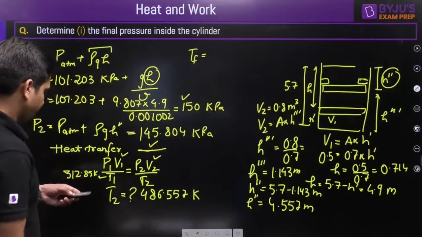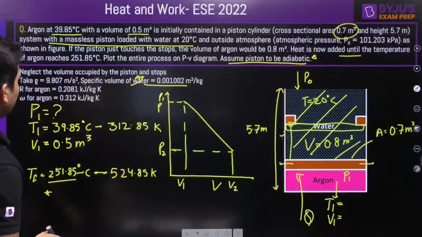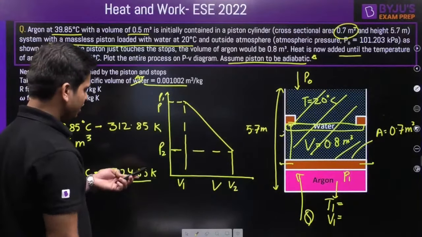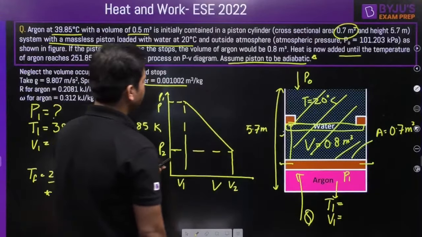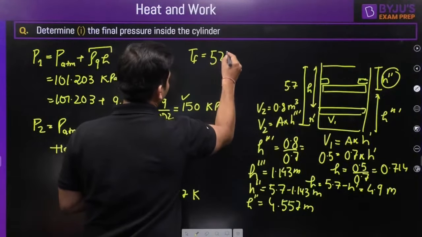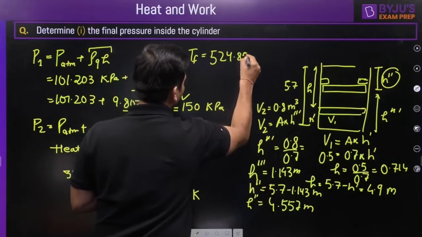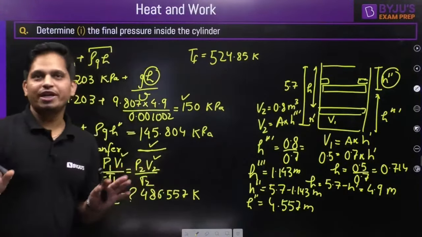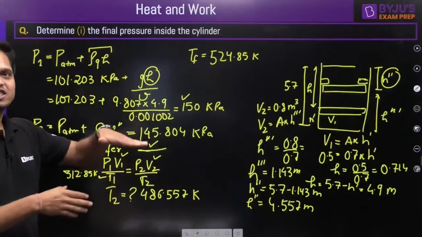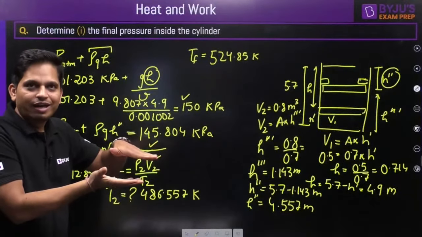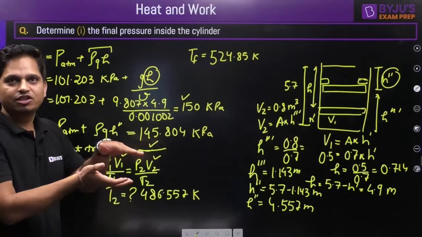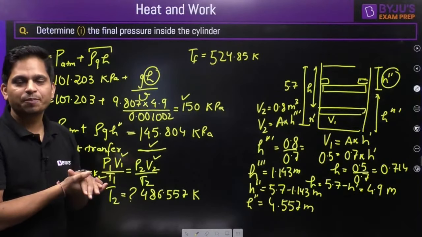is how much? T final is 524 Kelvin. They are saying that it is 524.85 Kelvin. Now you see what is happening. Let me tell you what is happening. You see, the piston is here. You are giving heat. So its pressure is changing, its temperature is changing.